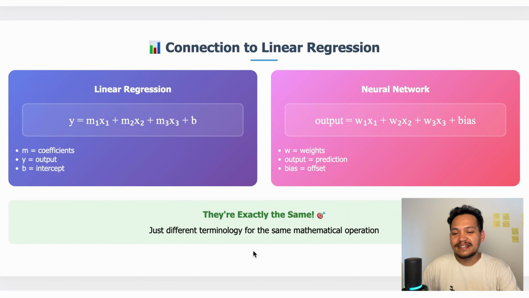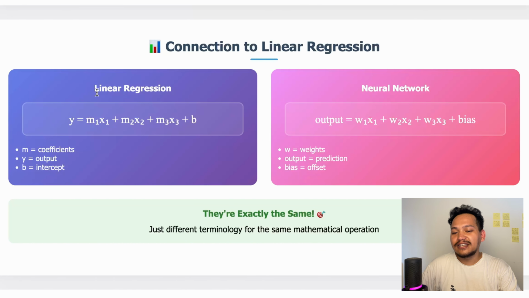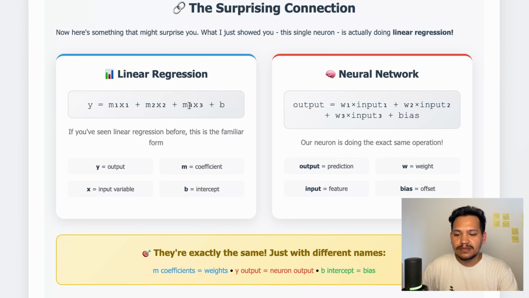Now here's something that might surprise you. What I just showed you, the single neuron, is actually doing linear regression. If you have ever seen linear regression before, you know it looks like y equals m1x1 plus m2x2 plus m3x3 plus b. Our neuron is doing output equals w1 multiplied by input 1 plus w2 multiplied by input 2 plus w3 multiplied by input 3 plus bias. They are exactly the same, just with different names. M coefficients equal weights, y equals the neuron output, and b intercept equals bias. So why don't we just call it linear regression?